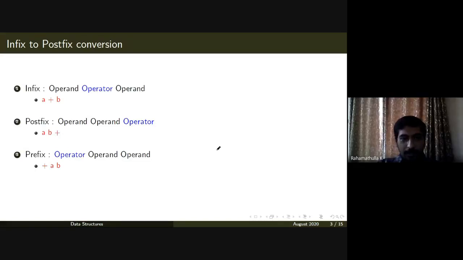So let's take a very simple example. We have an infix expression. An infix expression will be like this: operand, then operator, and another operand for a binary operation. We call an operation binary if we require two operands for that operation. For example, addition is a binary operation. So a plus b: a is an operand, b is another operand, and plus is the operator here. That is an expression in the infix format.